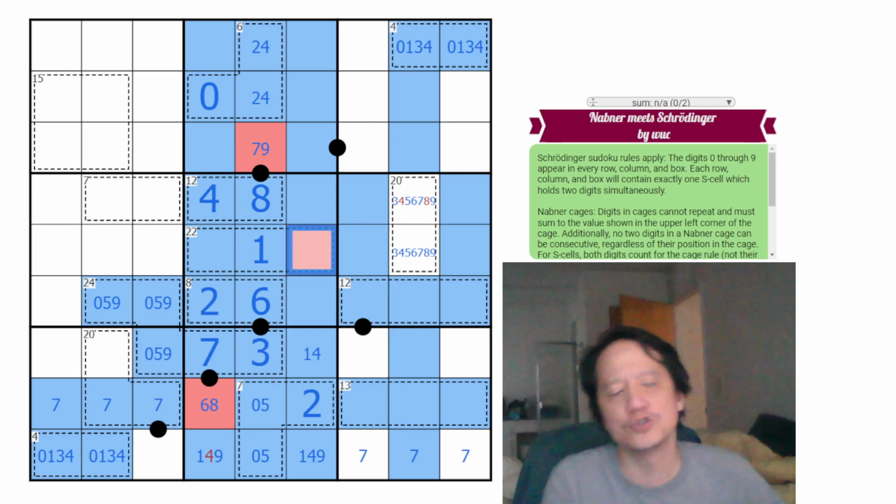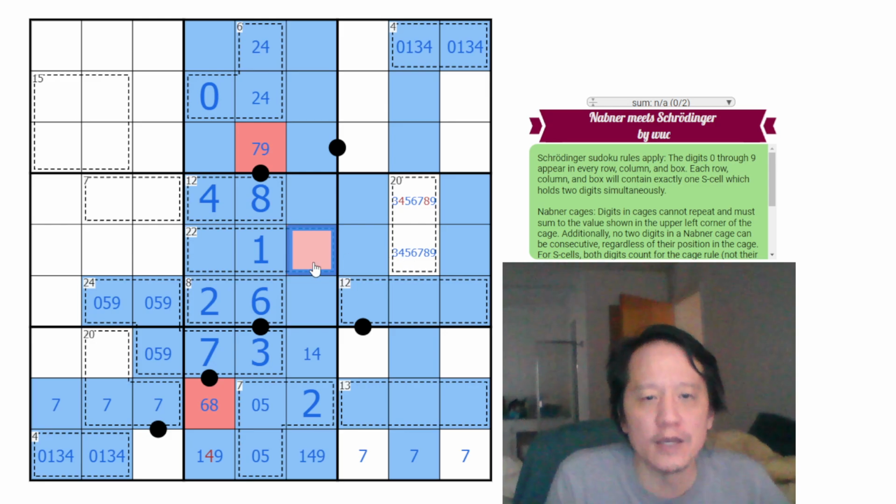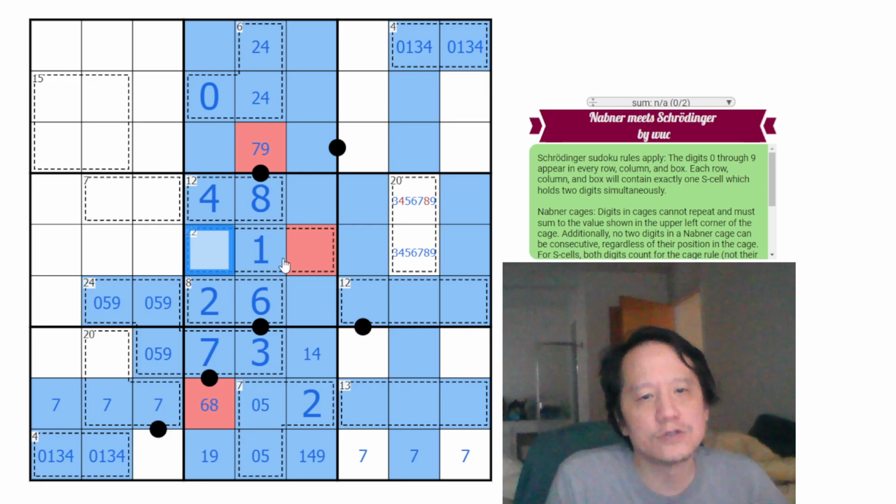This is 22 minus 1. So it's 21. 3 digits adding up to 21. It cannot be 6, 7, 8. Okay, so this can't be 4 here. I think it has to have a 9, right? So say you have, so this is 16, that works.